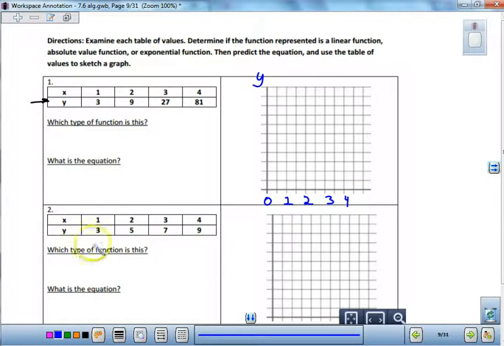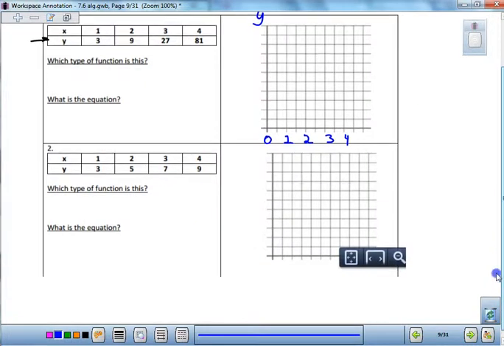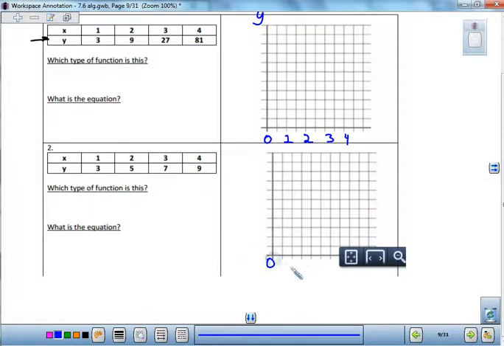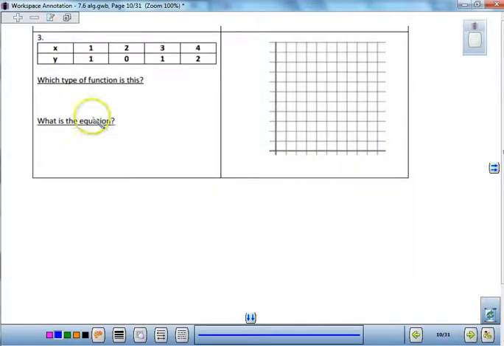And again, as you look at 2, look at your scales. Same thing here. I would make sure that I have 0, 1, 2, 3. Again, what they're asking you is what type of function, and you're going to say if it's linear, exponential, or absolute. And if you can, try to write an equation. If you're not too sure about the exponential equation, that would be okay, but the other two you should be able to do. You're going to do the same in 3.